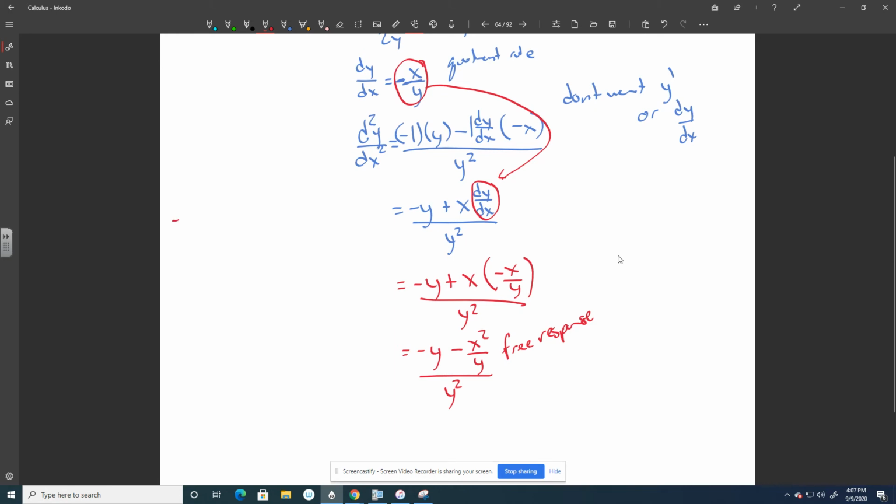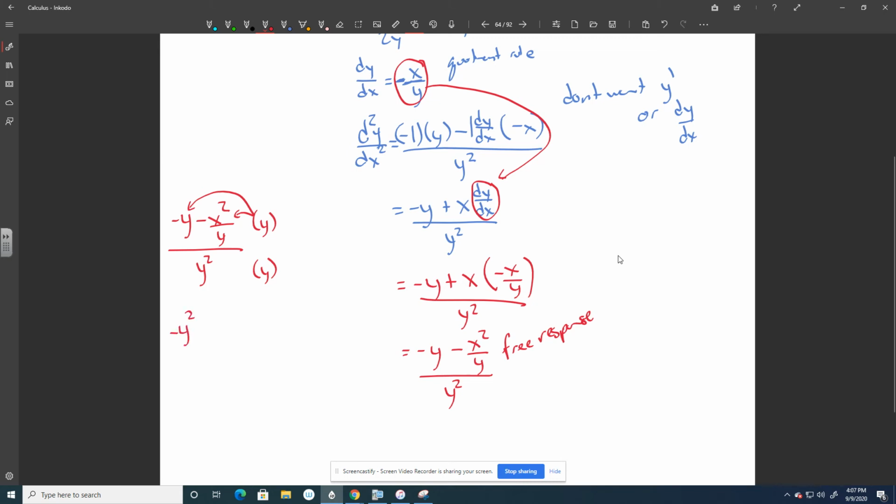If I have -y minus x squared over y squared, I want to get rid of this fraction. So what I'm going to do is multiply everything on top by y, which means I have to multiply everything on the bottom by y. But the reason I want to do that is because when I times the y right here by the -x squared, the y on the top and the bottom are going to cancel. And then I have to times the y by the -y. So that just gives me -y squared.